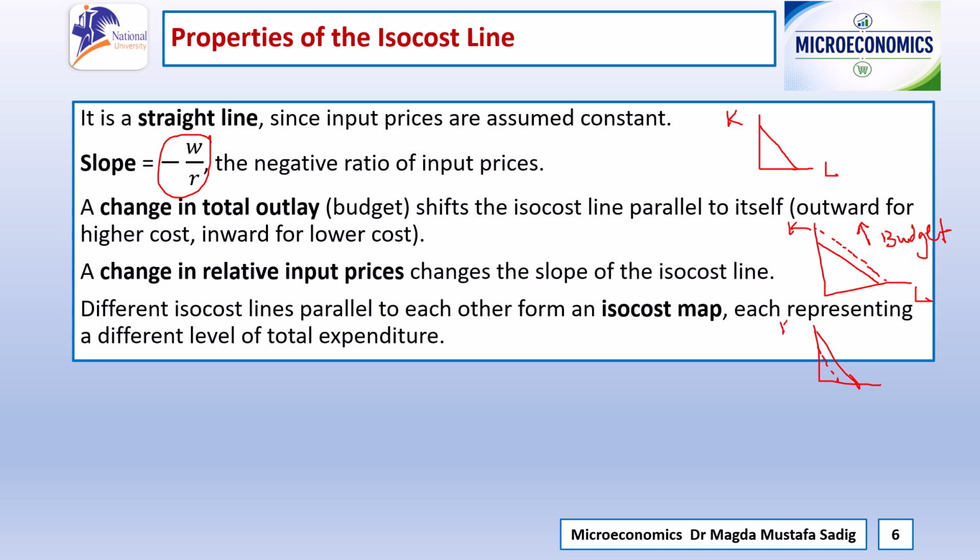This is K, and this is L, and here the budget decreases. This means that the producer can now purchase more labor and more capital. Conversely, if the budget decreases, the line shifts inward. Finally, if wage or capital prices change, the slope changes. The line rotates rather than shifting parallel, like this.